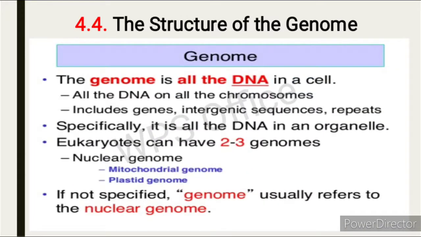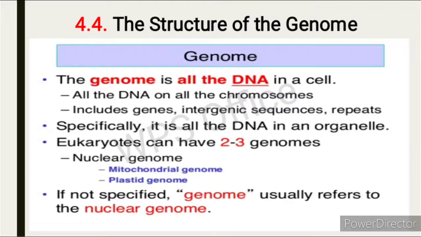Next, we discuss the structure of the genome. The genome is all of the DNA in a cell. It includes all the DNA on all chromosomes, including genes and their intergenic sequences and repeats. Especially, it is all the DNA in an organelle. Eukaryotes can have 2 to 3 genomes: the nuclear genome, the mitochondrial genome, and the plasmid genome. If not a special genome, it usually refers to the nuclear genome.